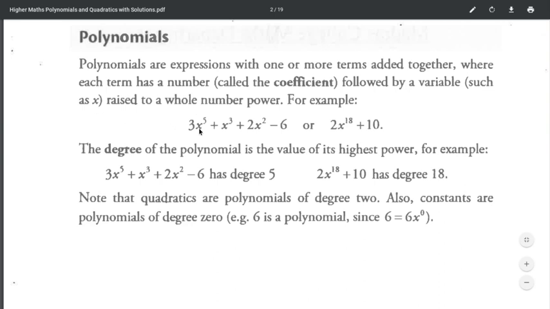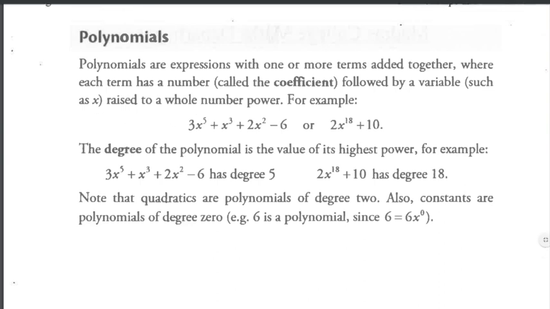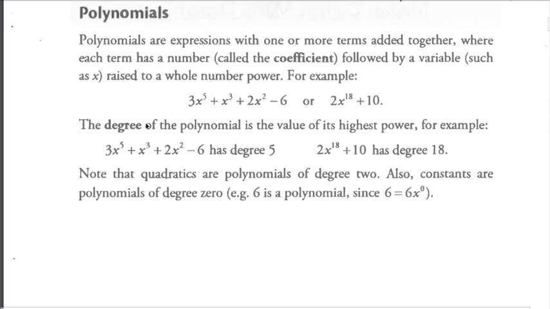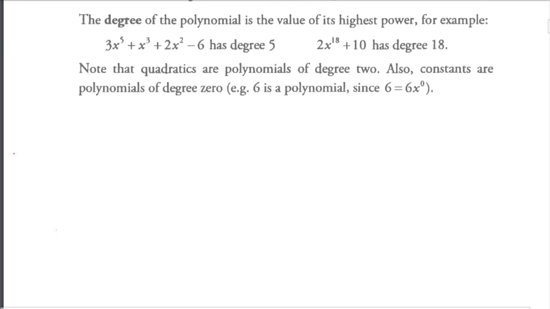Why is an x a variable? Because it can change. So x could take a variety of different values. So that's why it's a variable, because the value can vary. The degree of the polynomial is the value of its highest power. So this polynomial is degree 5. This polynomial is degree 18.